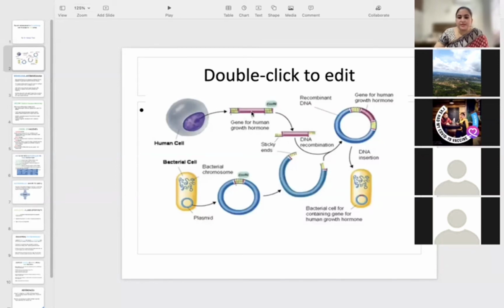Vectors can be plasmids, if the size of the gene insert is small. Or nowadays we have bacterial artificial chromosomes, and then we have human artificial chromosomes. A lot of options are there where we can carry large inserts also. And see, this vector is carrying the gene for human growth hormone.